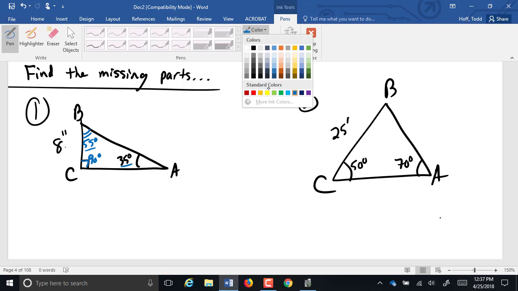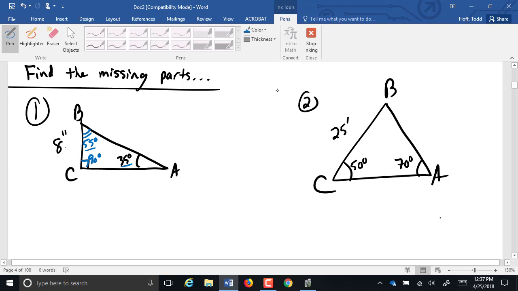Now I've got the angles labeled A, B, and C. The sides then can also be labeled. Side little a is always across from angle big A. Side little b is always across from angle big B. And side C is always across from angle big C. Angle C is usually the right angle if there is one. So side C is the hypotenuse. The other two are legs, and it depends on which angle we're looking at, whether they're opposite or adjacent.